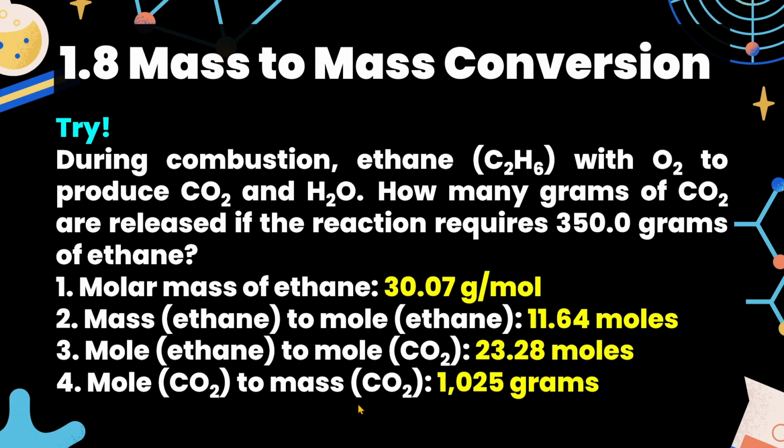And then, having the mole of ethane, in the second step we'll further convert it into mole carbon dioxide, 23.28. Then the final step is to convert the moles of carbon dioxide to mass carbon dioxide. We have 1,025 grams.